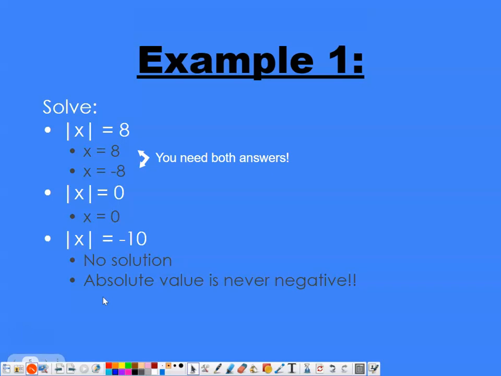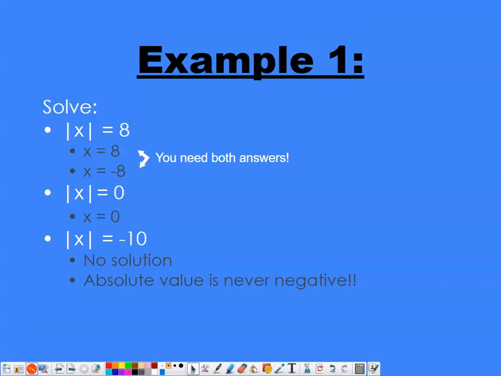Okay? And then here we have some absolute value equations. We have 3 different cases, right? So for this first one, this is red: the absolute value of x equals 8, okay? If you see, we actually have 2 answers, right? Our first answer is x equals positive 8, and our second answer is x equals negative 8, right? Because both positive 8 and negative 8 are 8 units away from 0, okay?